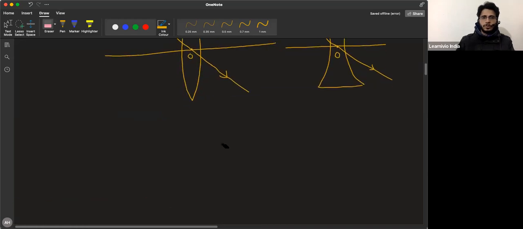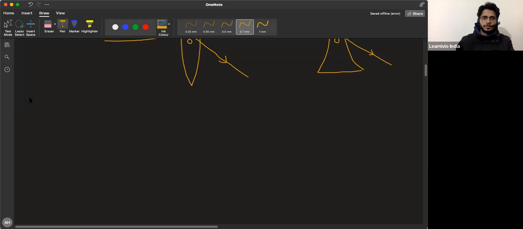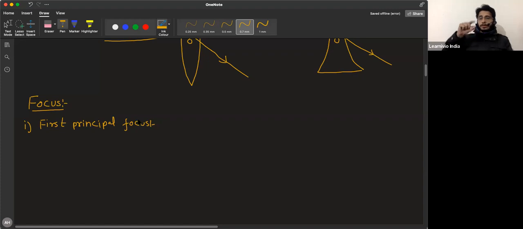Focus of a lens. First principal focus. If rays are coming from the first principal focus, or they are converging at the first principal focus for the concave lens, then after refraction, they will become parallel to the principal axis.